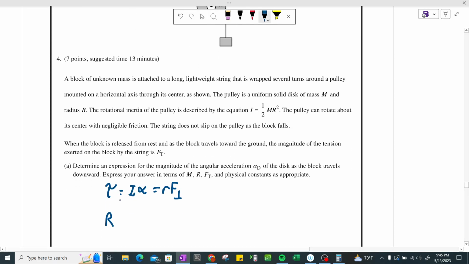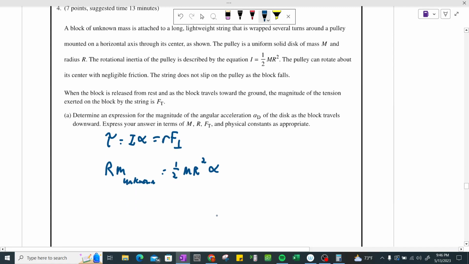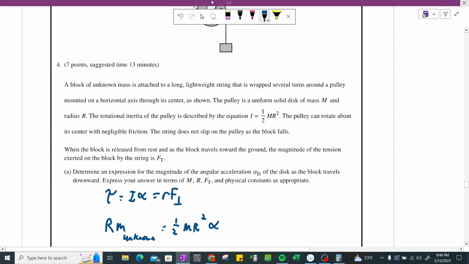Unknown mass. I'm going to say unknown equals I, which is my mr squared. We'll just fill that in really quick. Or it's 1/2 mr squared alpha. So we still don't know our mass, but I think we can actually work that out in a second.